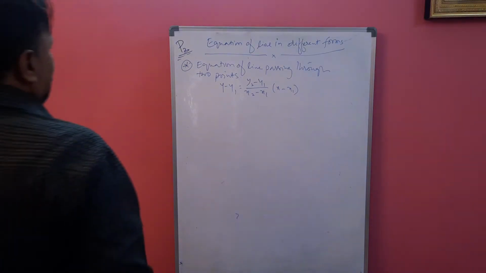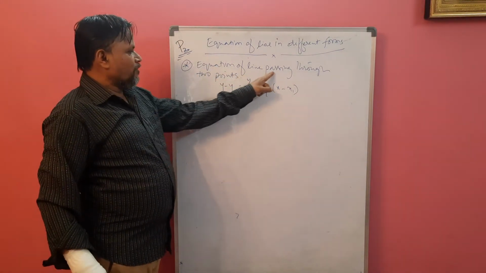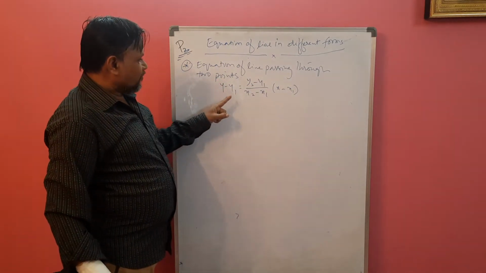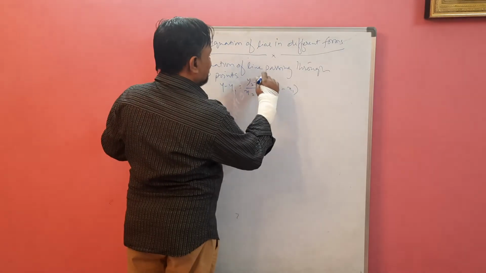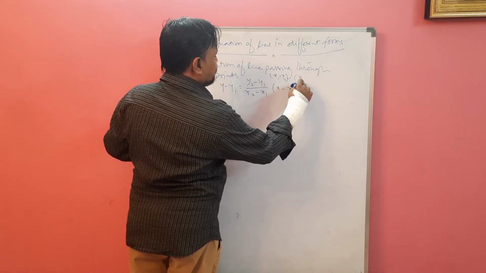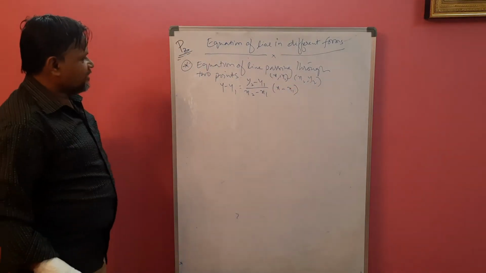Now another form of equation of line. See here, equation of line passing through the 2 points. Now 2 points are given. What are the 2 points? It is in the form of (x1, y1), (x2, y2). A line passing through these 2 points is what?